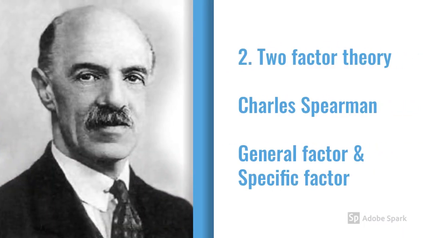The second intelligence theory under the psychometric approach was given by Charles Spearman, and it is called the two-factor theory. Charles Spearman used a statistical method called factor analysis and came up with the idea that intelligence consists of a general factor and a specific factor.